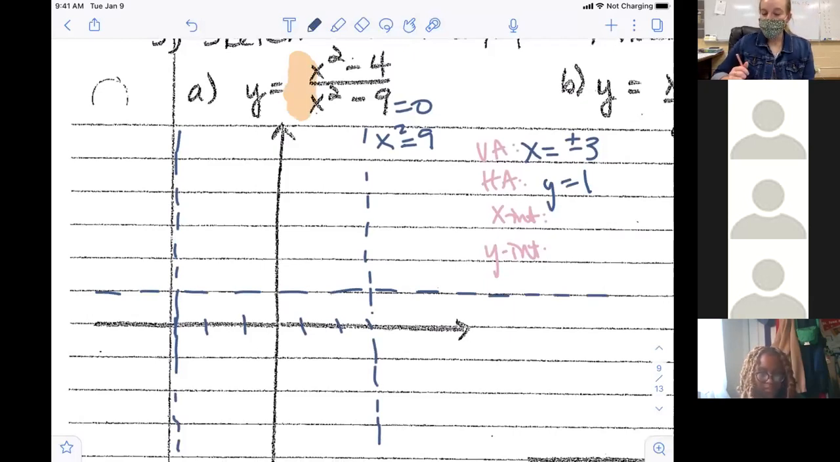My x-intercept is where my numerator equals 0. So I'm going to say x squared minus 4 equals 0. Again, move your 4 to the other side. So I've got x squared equals 4, and then square root both sides. Just like the vertical asymptote, I've got two x-intercepts. I've got x equals plus or minus 2 this time.